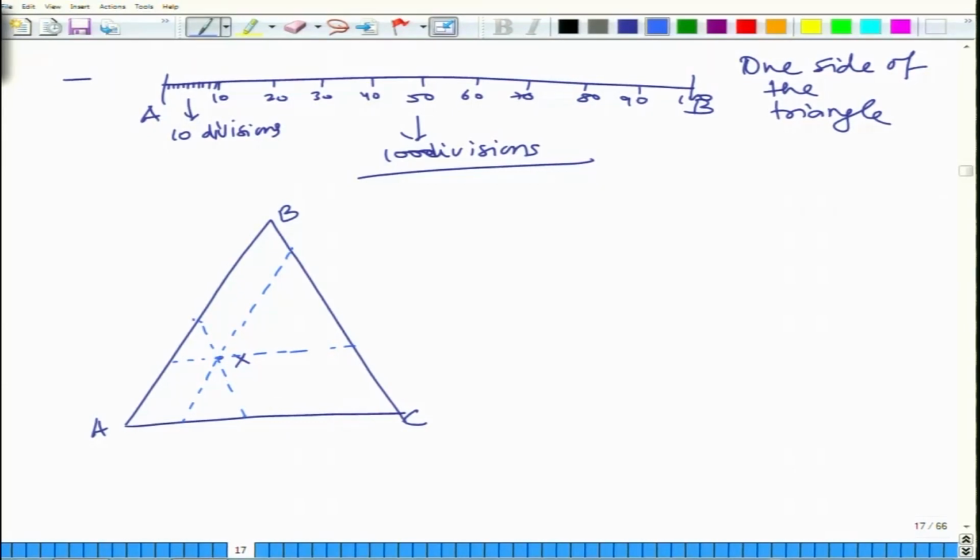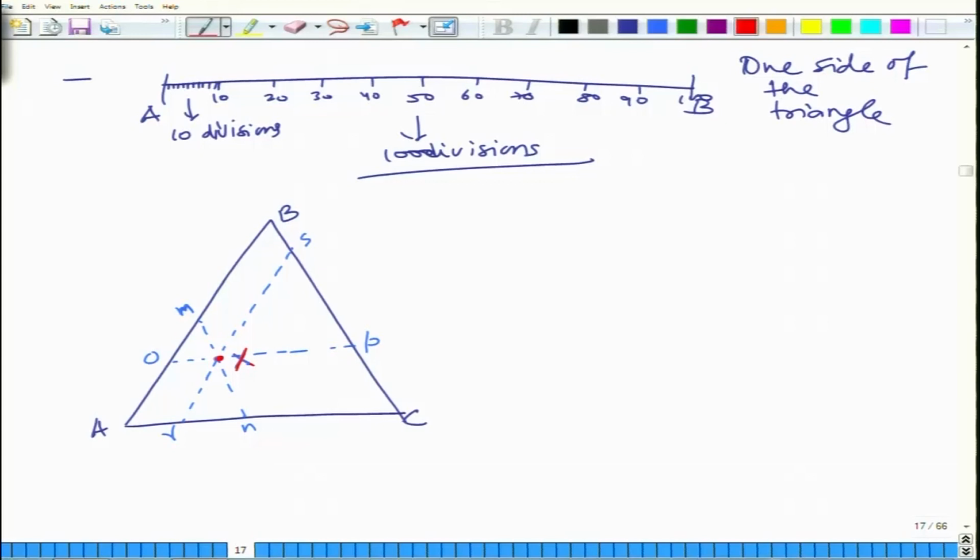In this case, OP is the line parallel to AC. Then you have another line RS, which is parallel to AB, and another line MN, which is parallel to BC. At the intersection of these you have alloy X.